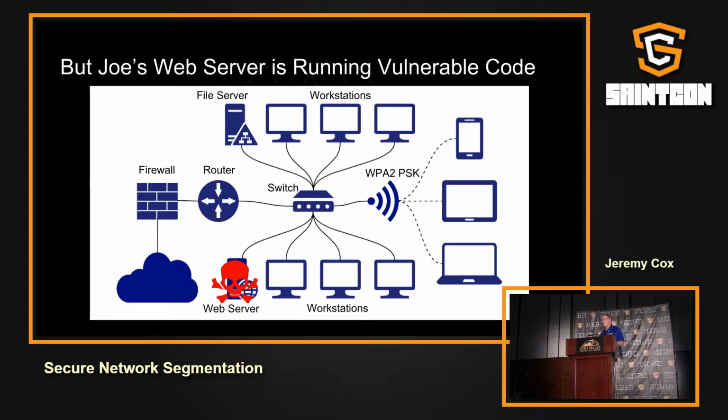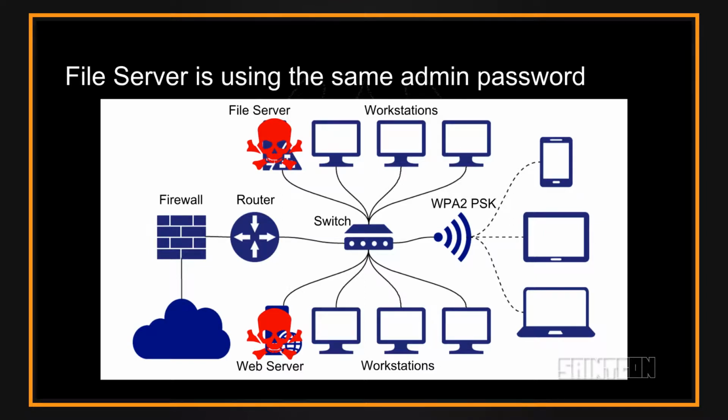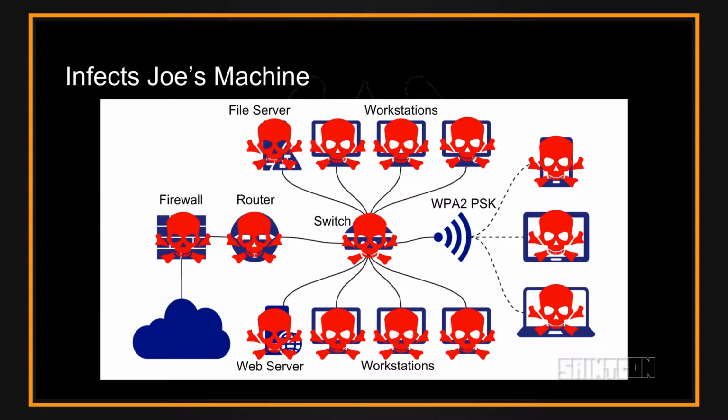So what does this mean for Joe? His web server gets hacked. Now we have a problem, right? But the file server just so happens to be using the exact same admin password, so they get the hashes off the web server, and then they're in the file server. Well, then, you know what? They place malware on the company file share, and guess what? Every single device is now hacked across the network. So flat networks can potentially cause issues just like this. And it just so happens to affect Joe's machine, which then infects, and they have access to his switches, his routers, his firewall, the whole game, and it's done.